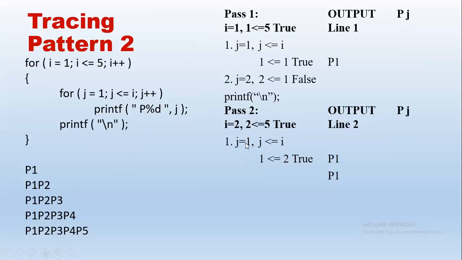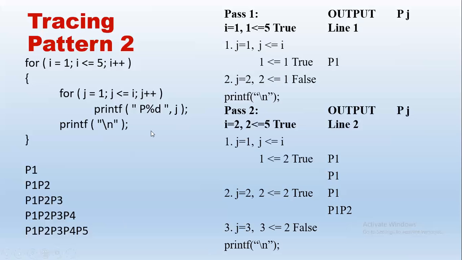So J is 1, so we will print P1 in the second line. Here we have printed one value in the second line. Next, J becomes 2. Increment J to 2. 2 less than or equal to 2, yes, it is true. So print Pj, that is J is 2. P2 is printed in the second line. So this is the second step in pass 2.